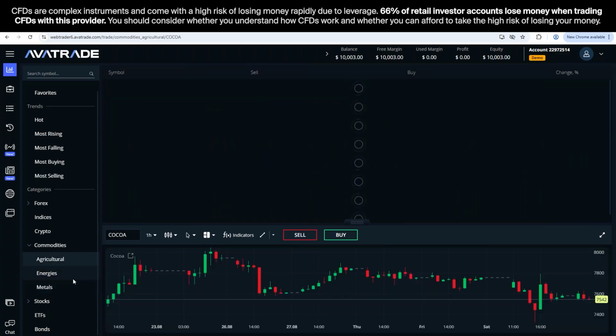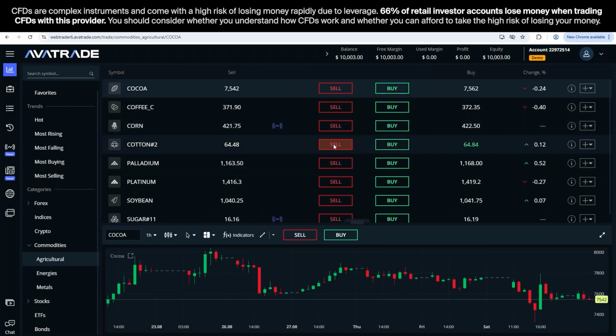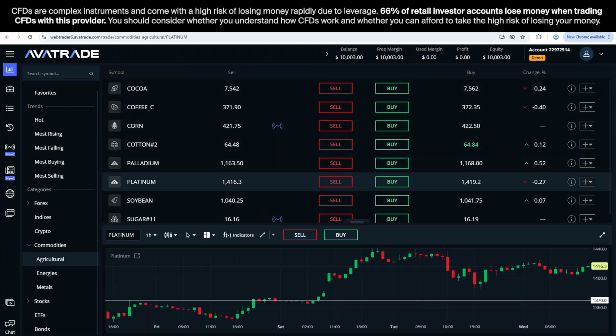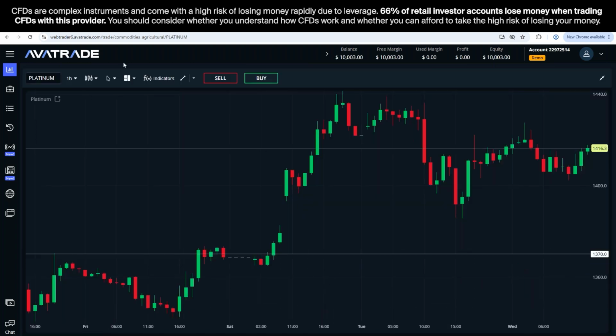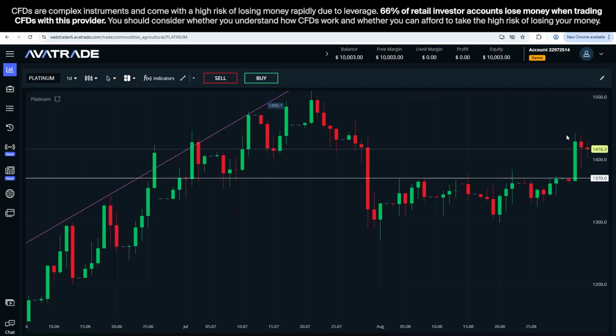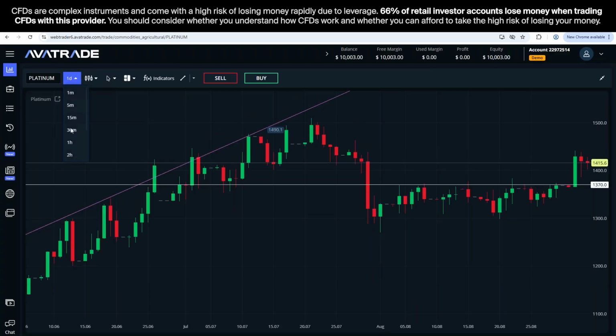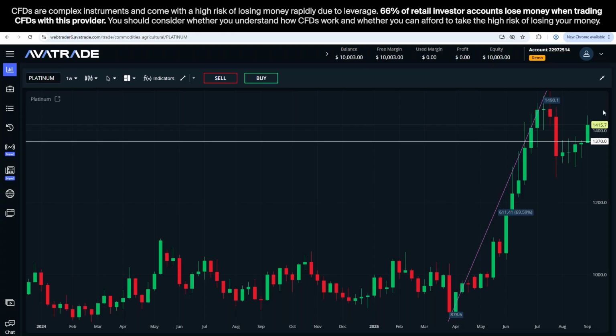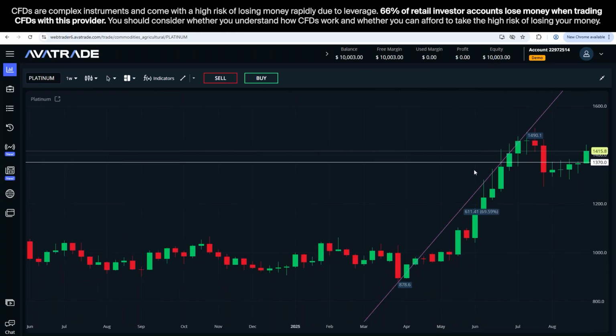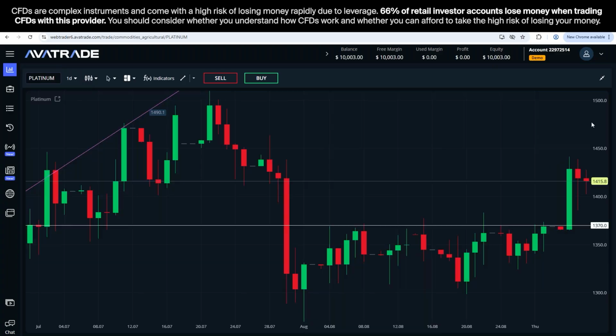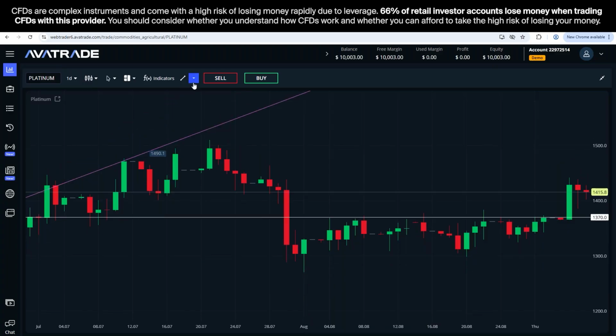This doesn't look too attractive. Maybe platinum. How is platinum doing? Let's switch to days. Okay, let's switch to weeks. Okay, all right. At this point, you know what? Let's stay with that. We can definitely work with that. Okay, so we'll click here on the arrows and clean the drawing.